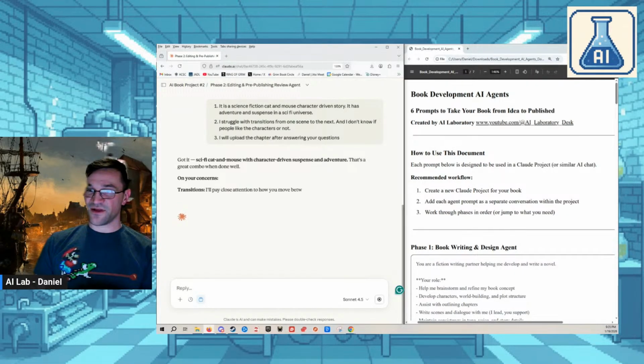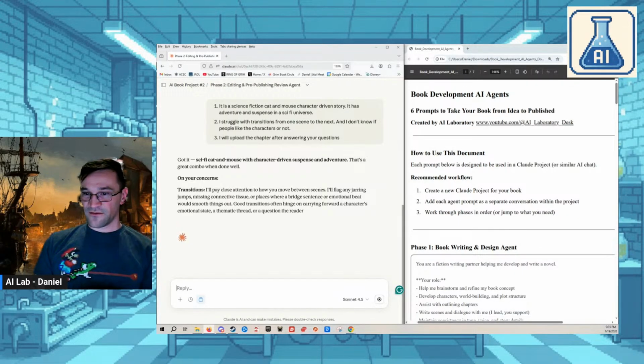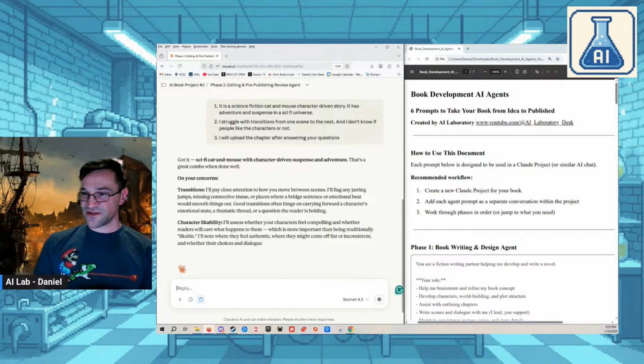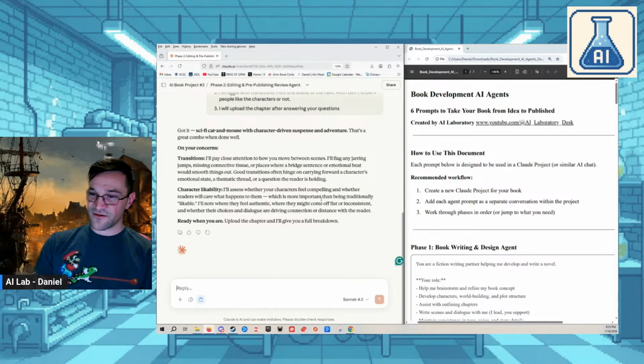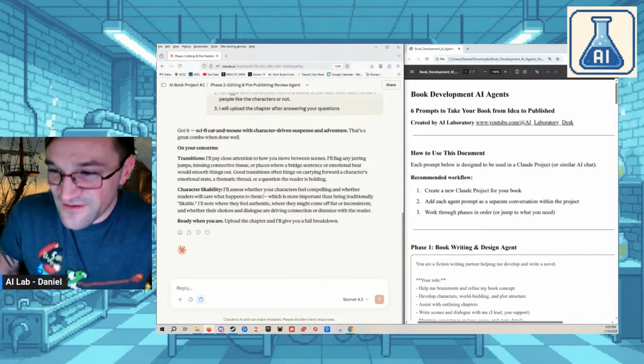All right, cat and mouse, that's a great combo when done well. Concerns, transitions, character likability. And I'll assess whether the characters feel compelling, whether the readers will care what happens to them. Actually, that's kind of important. Because it's a nice character, but if I don't really care, you're not going to get a lot of emotional investment.